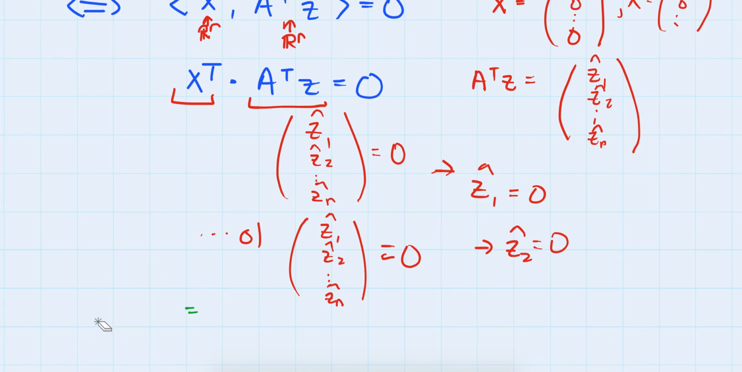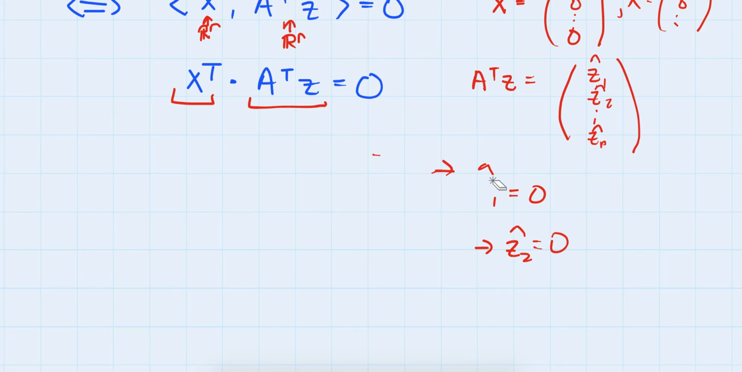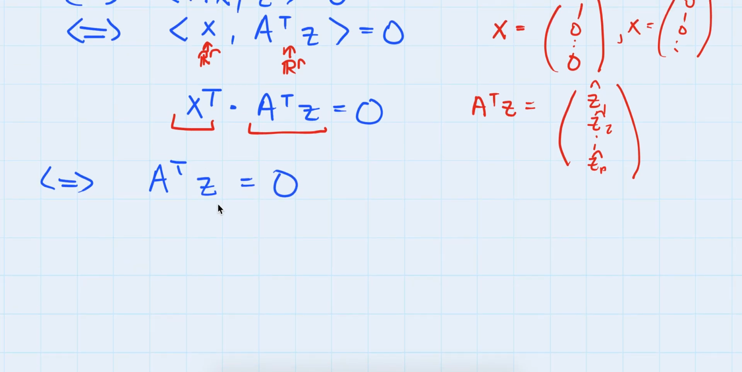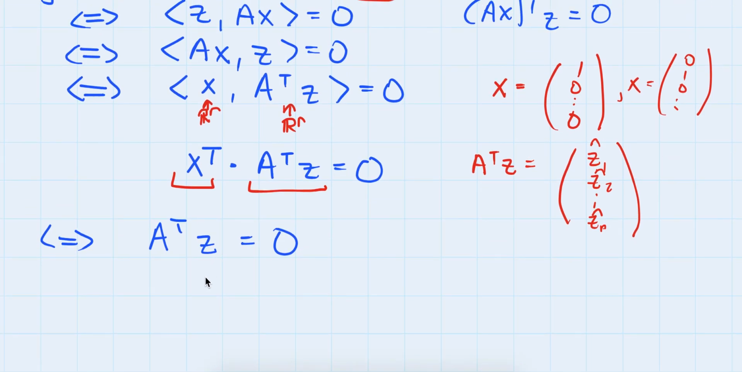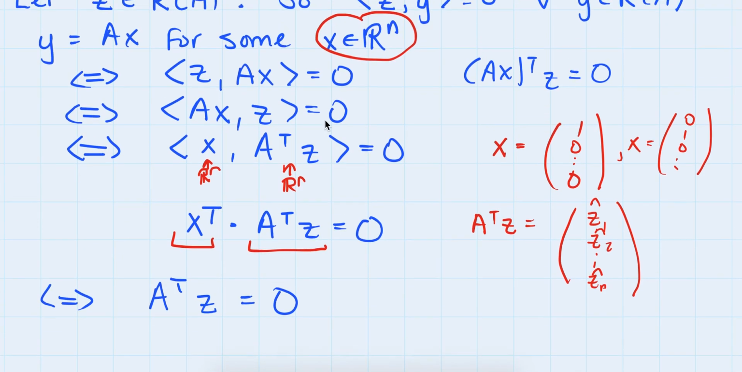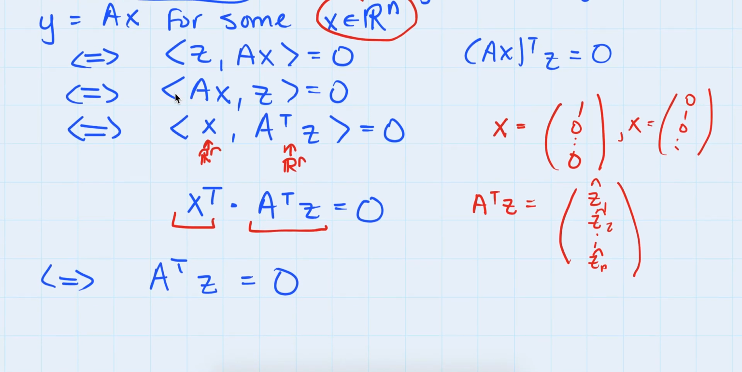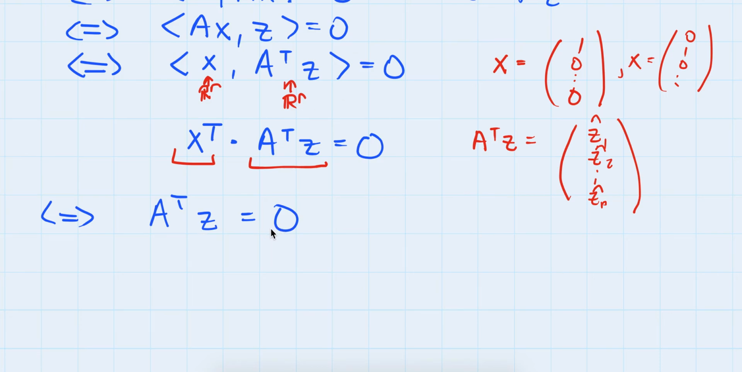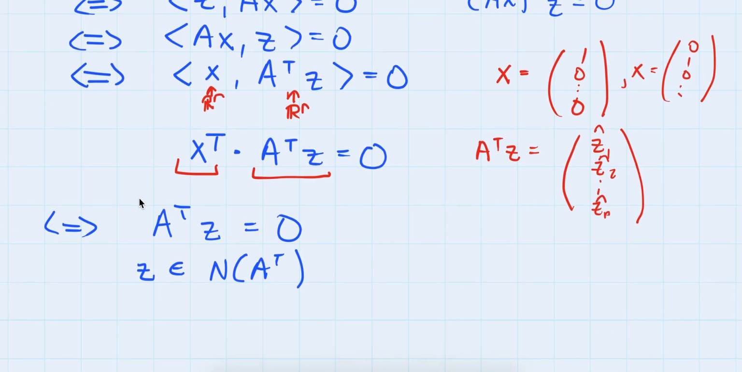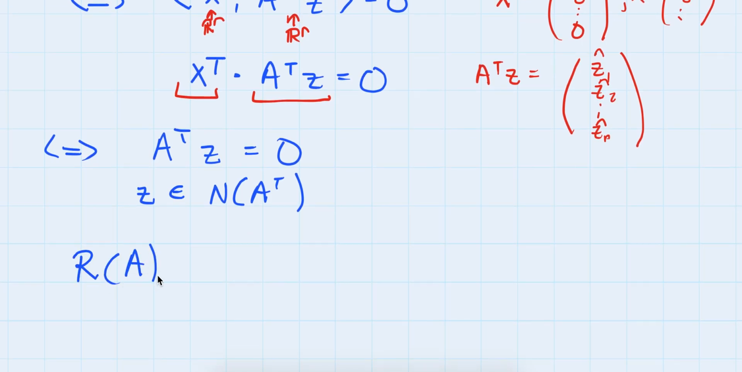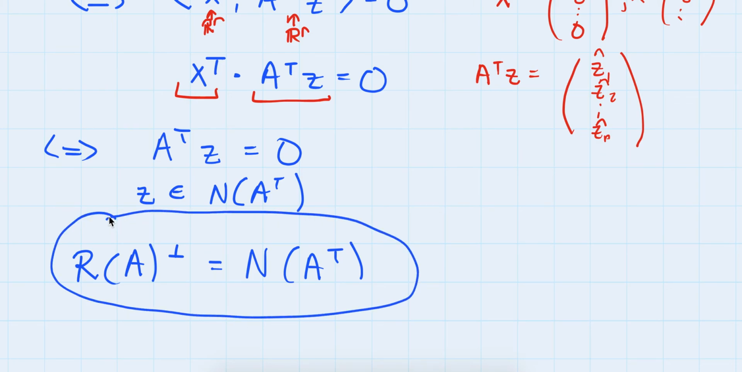So let me erase this and write what I'm trying to get at. What I'm saying is, this implies A transpose Z is equal to 0. Now, remember that Z is a vector in the orthogonal complement of the range. Let's go way back up here, see? But at the same time, I'm saying that when I multiply it by the transpose, I get 0. So then Z belongs to the null space of the transpose of the matrix. And these are if and only if statements. So what happens is the orthogonal complement of the range is actually the null space of the transpose of the matrix. This is really important, and this is something I would want you to memorize.